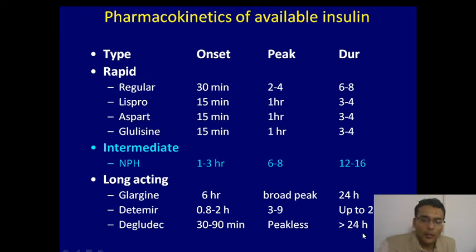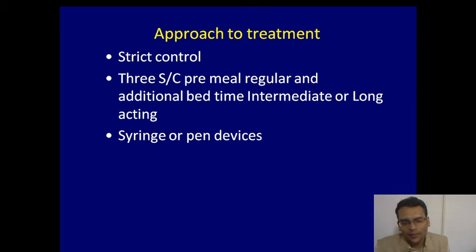So approach to treatment in a person with type 1 diabetes, you tend to try to have strict metabolic control. For strict metabolic control, you need to use 3 subcutaneous pre-meal regular insulin and additional bedtime intermediate or long-acting insulin. For example, you give regular insulin before breakfast, before lunch, and before dinner, and a shot of NPH insulin or glargine at bedtime. And you could use either syringe or pen devices. Pen devices are generally more comfortable for the patient.